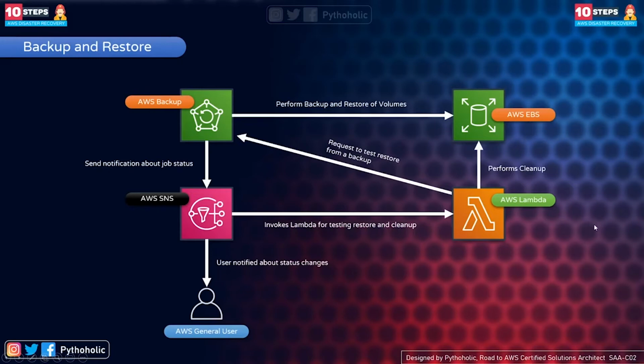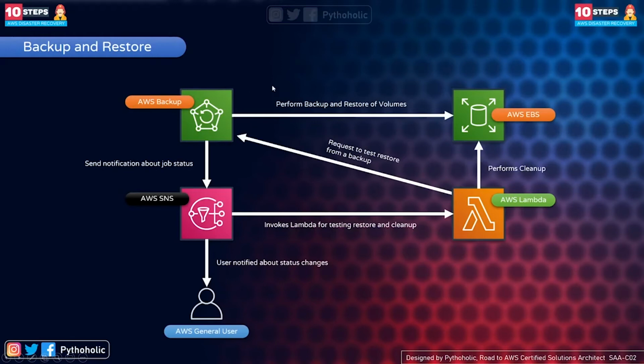So I'll repeat it once again. What we can do is create jobs using APIs, which can be executed periodically based on a trigger event. AWS Backup here will send the notification about the job once the backup is completed. The user will get notified along with that using the SNS notification service. And then SNS will create a trigger to execute the job by invoking a Lambda function for testing restore for a backup and the cleanup functionalities and actions.